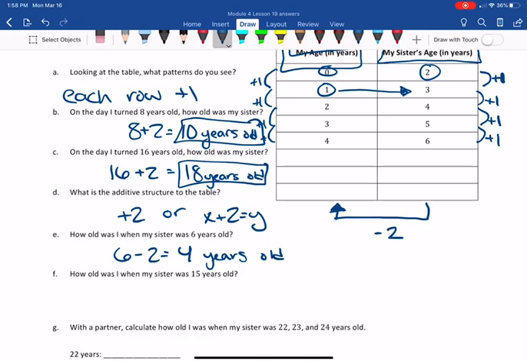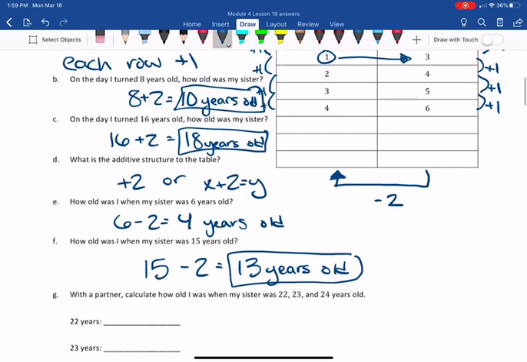Okay, now when my sister's 15 years old, I'm 2 years younger. So if I take 15 years minus the 2 year difference, I would be 13 years old.